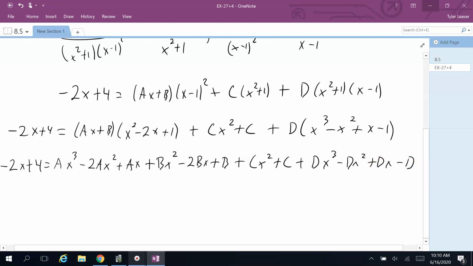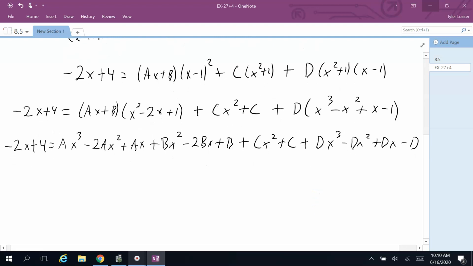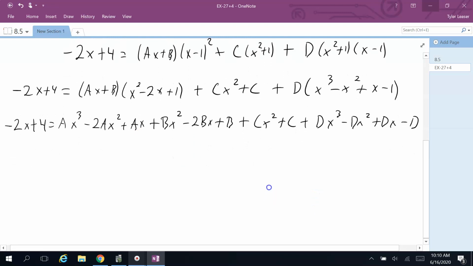Okay, so we have cubed terms, squared terms, linear terms, and constants. We're going to get 4 different equations here. Let's look at the cubed terms first. On the left-hand side of the equation, I do not have any. On the right-hand side, I have an ax cubed, and I have a dx cubed. Since I've already used these 2, I'll go ahead and cancel those out.